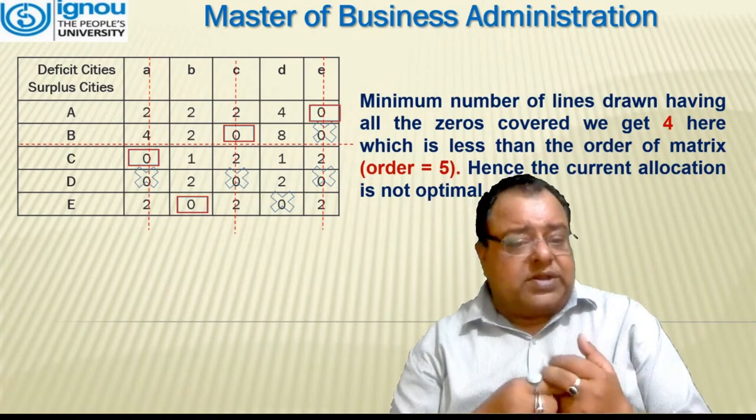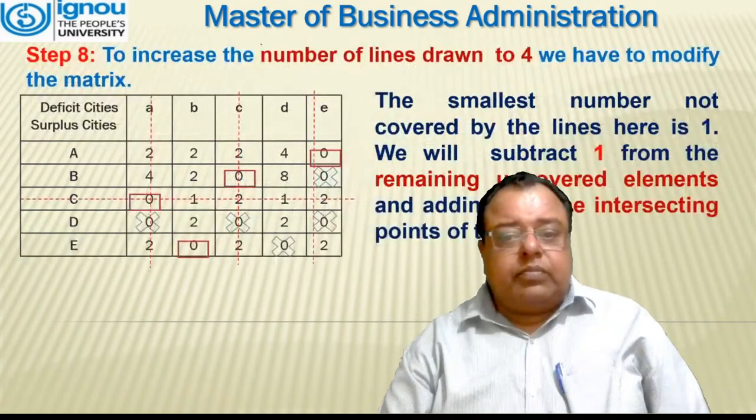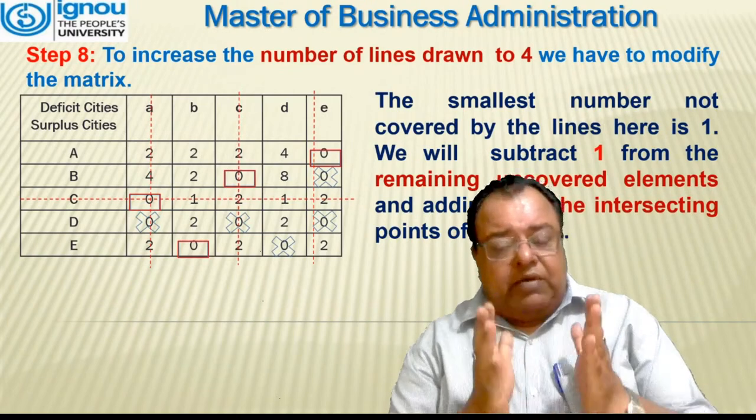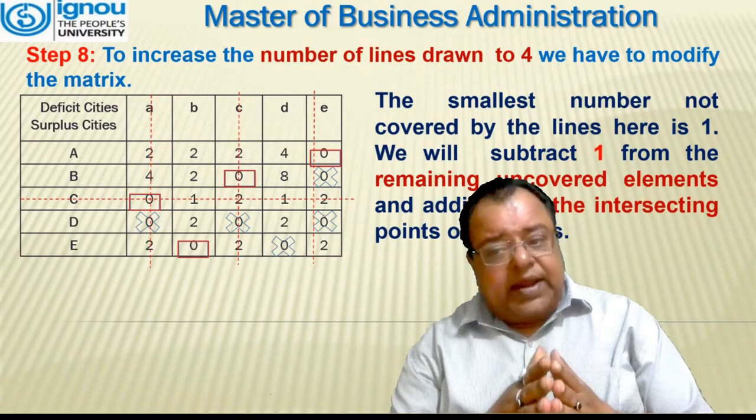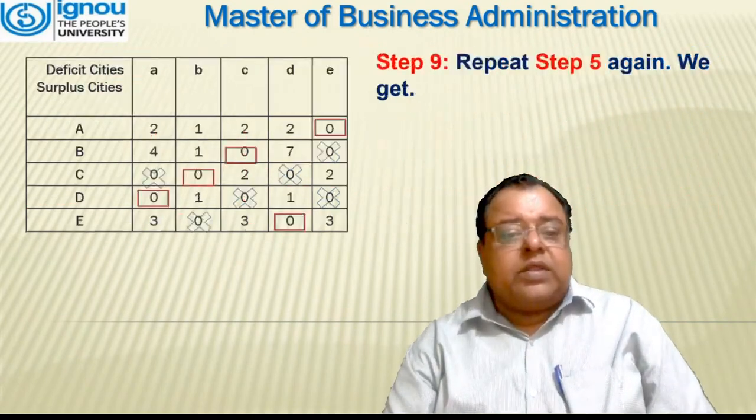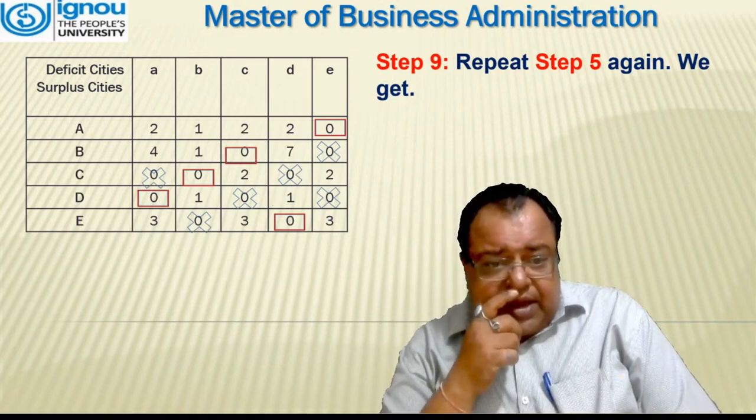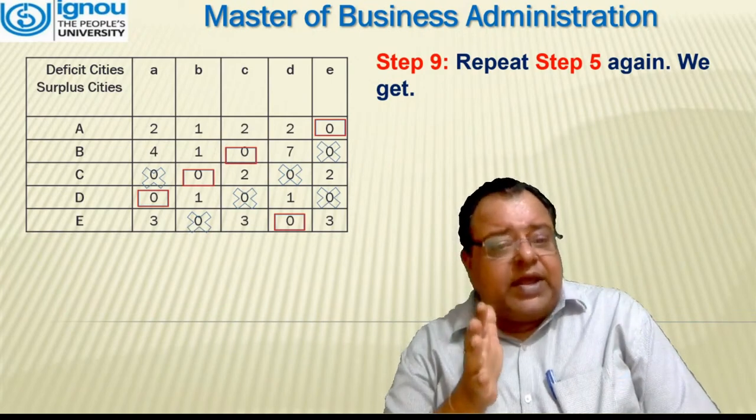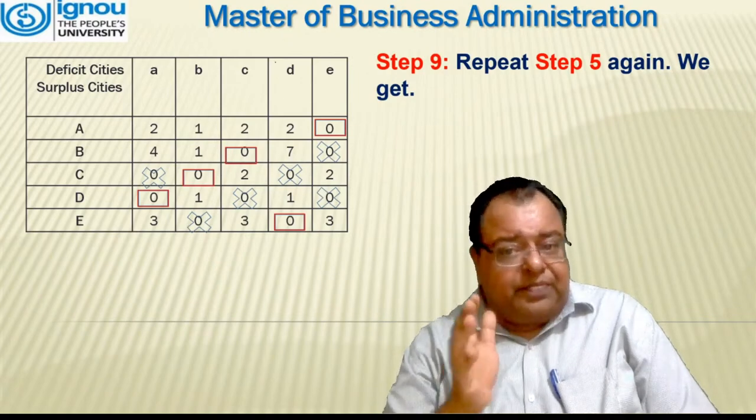Now, what is the smallest number? It is 1. The smallest number not covered by the lines here is 1. We will subtract 1 from the remaining uncovered elements and add 1 at the intersecting points of the lines. So we will get this matrix. Here we can see that we have 5 assignments, one at every row and every column.